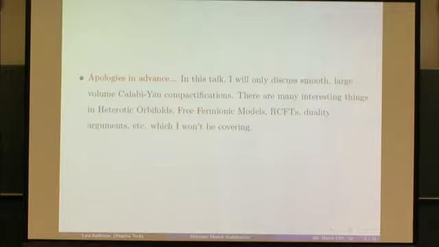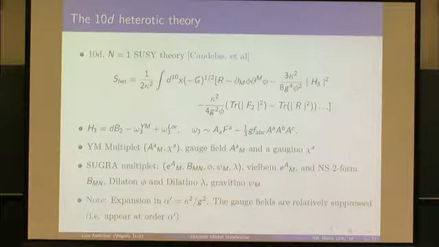Also, apologies in advance. Because of the limited time in this talk, I'm only going to discuss smooth large volume, well, I said Calabi-Yau here, I'm going to talk a little bit about non-Calabi-Yau, but smooth large volume heterotic compactifications. There are many interesting things in orbifold models, free fermionic models, rational CFTs, duality arguments, etc., that I won't be covering. So this is not comprehensive heterotic, but just a quick cross-section of one area.